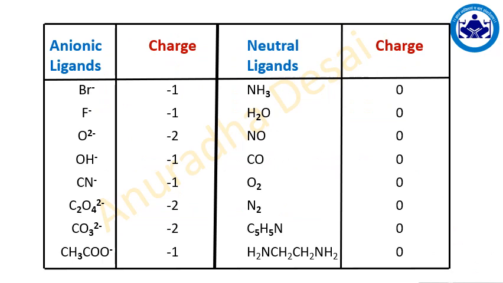To understand this calculation, we need to know the charge present on the ligands. Here in this chart, I have given you a list of anionic ligands and neutral ligands. Let's go through it. My first anionic ligand is bromide, charge is -1. Fluoride, charge is -1. Oxo, the charge is -2.